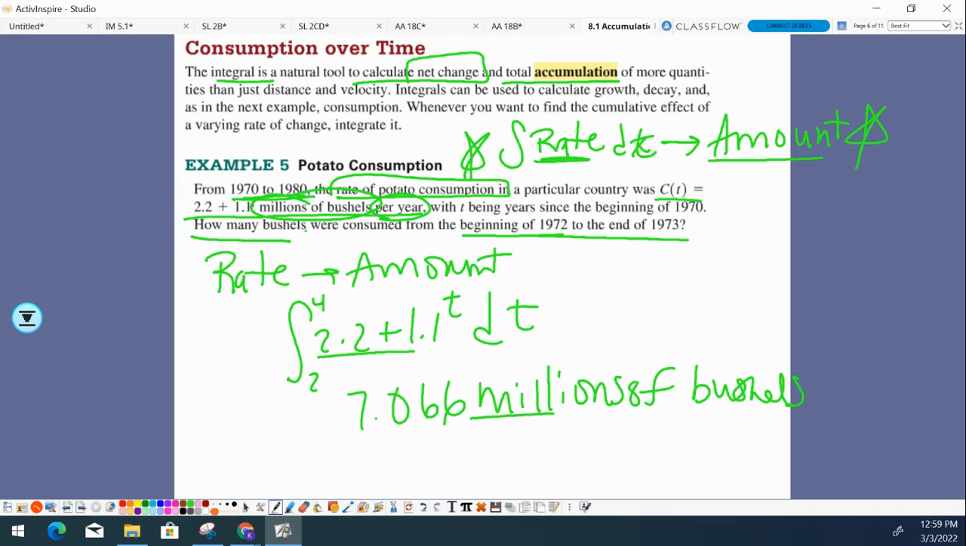So make sure you're reading if it's in thousands or millions or whatever it might be. But for this, it's just important to recognize that you're going from a rate to an amount and then just plug into Math 9. So that's really nice.